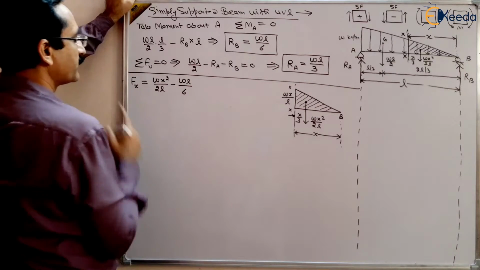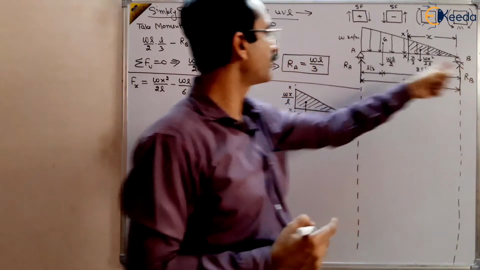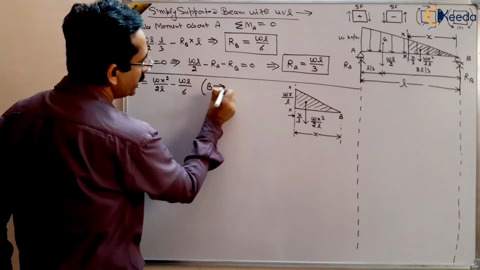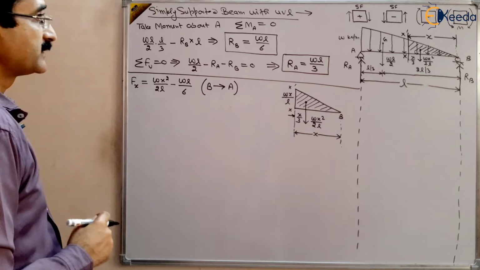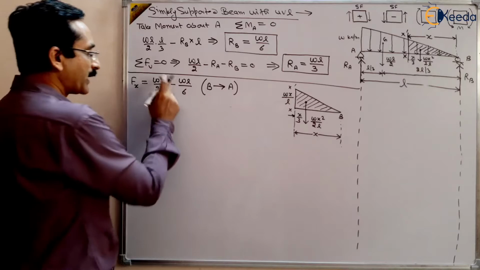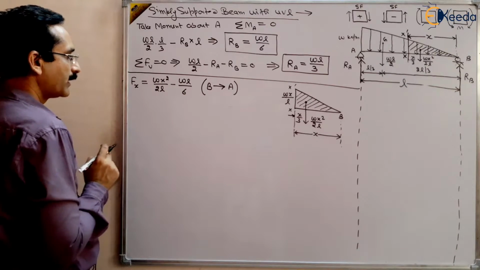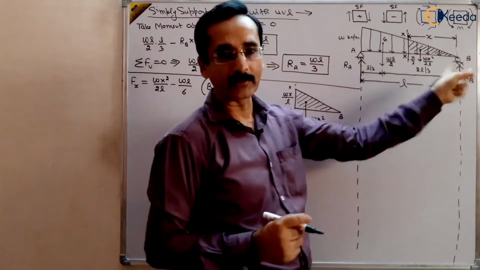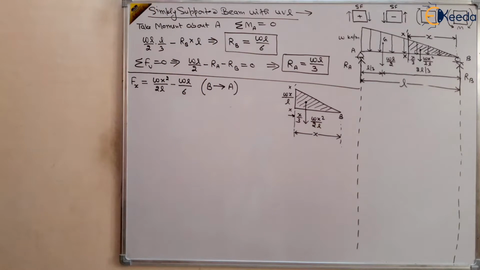So this is the shear force, and it is valid from B to A, right? And it is parabolic. You can see here this is parabolic in nature. And what are the shear forces at A and B at the endpoints, so that we can draw the diagram? We know that this is parabolic, right?